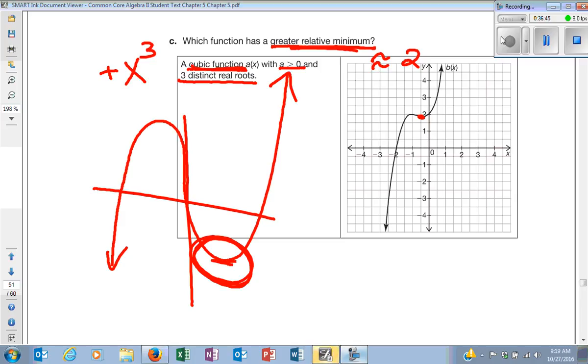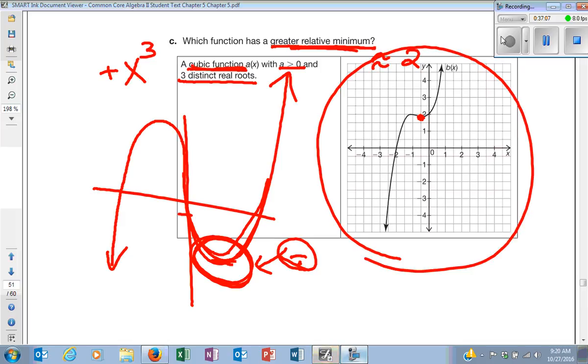What kind of number do I automatically know this is going to be? It's going to be a negative because it's happening below the x-axis. Where did this one happen? Above the x-axis. So by default, I don't care where this happens. Even if it's only a -1, I know it's a negative number, and a negative output is always going to be smaller than a positive output. So this has a greater relative minimum.